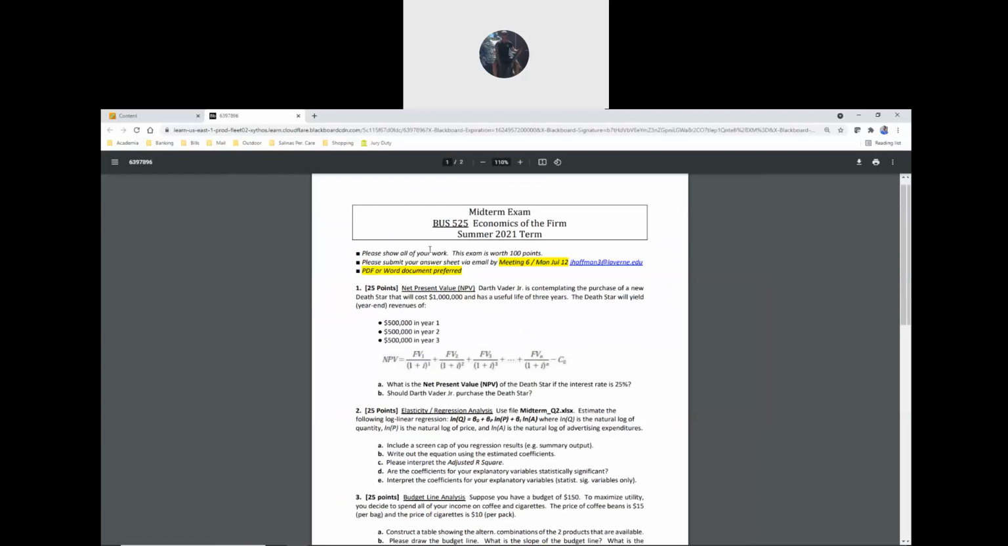Okay, so here's your midterm. Take home. And the instructions are here, it is worth 100 points. You're going to submit your answer sheet via email by meeting 6, which is in 2 weeks. So email me your answer sheet for the midterm by Monday, July 12th, just to my email address. And if you could put your answer sheet in a Word document or a PDF, that would be the preferred format. I don't really care which one.